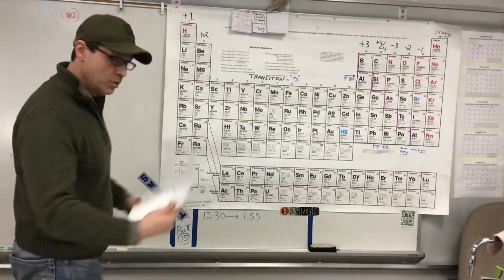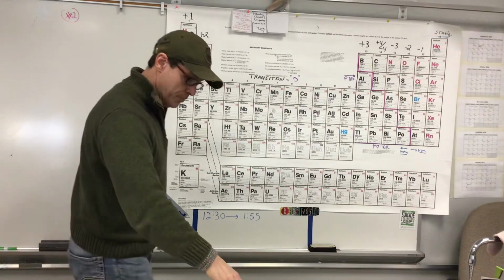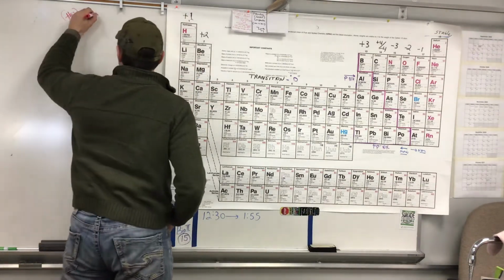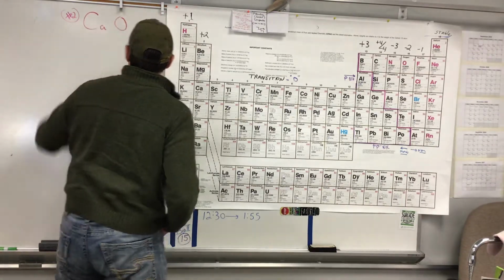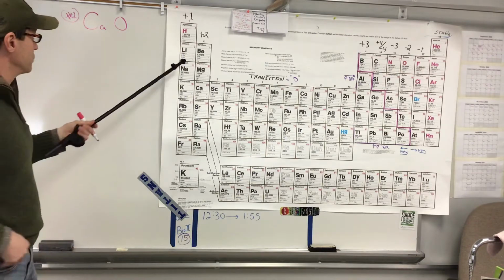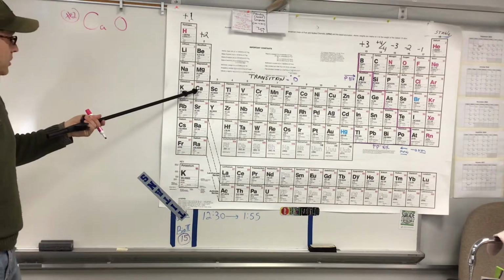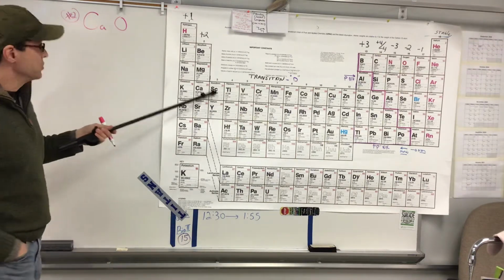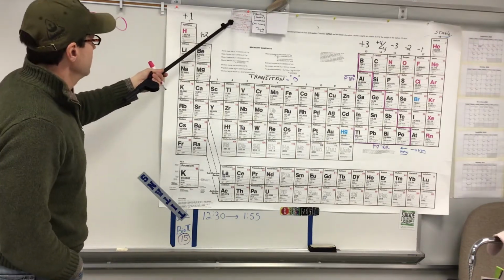Number 2, looking at this worksheet, is name the compound. So I have CaO. The first rule of thumb is Ca. Left to right, we know it's right over here, calcium. Is it a D block? No, it's not, because it's outside 3 to 12. So if it's no, name it.